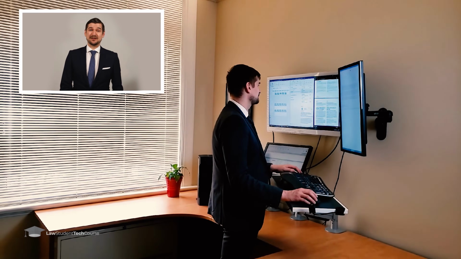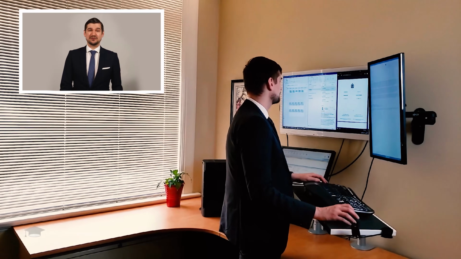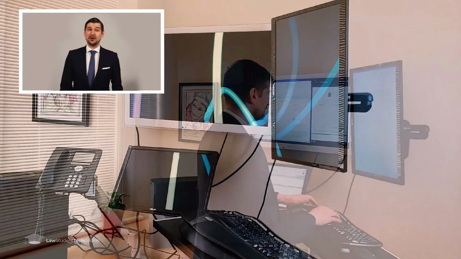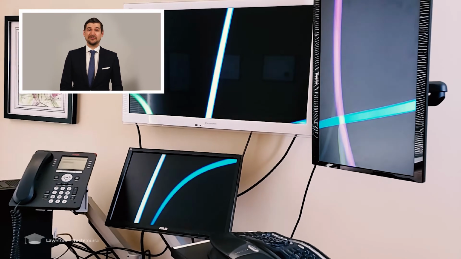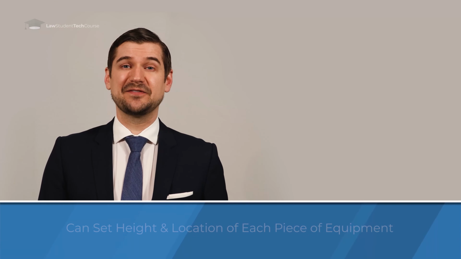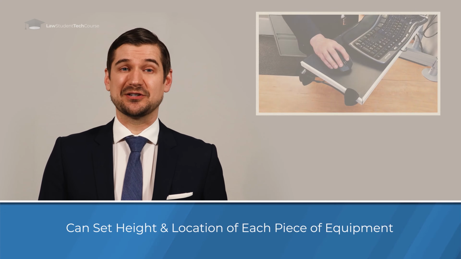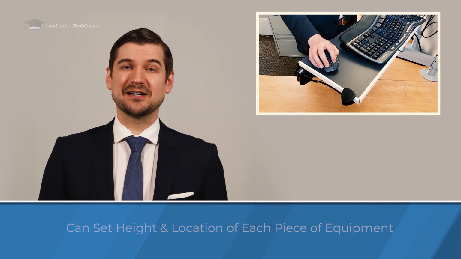My standing desk setup combines a traditional desk with mounts, which attach my monitors to the wall, and arms, which are attached to my desk and suspend my keyboard, mouse, and office telephone above my desk. This configuration allows me to set the height and location of each piece of equipment and results in a cleaner desk with more usable space.